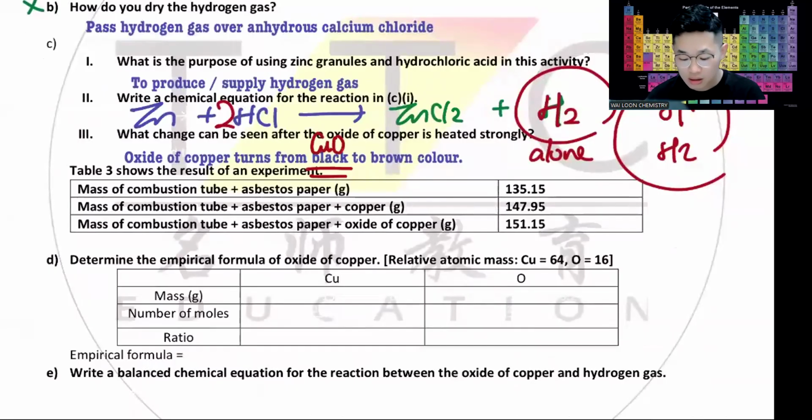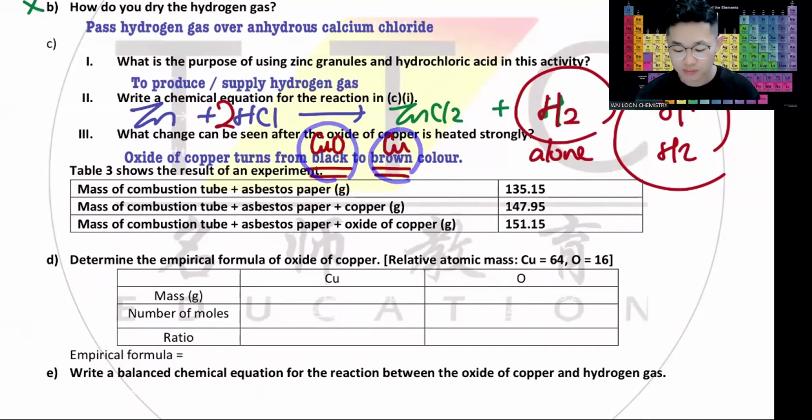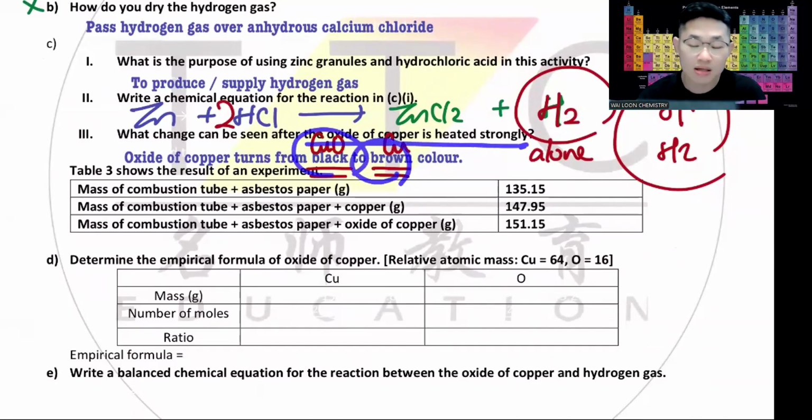So before we heat it, it is black in color. After that, it turns brown. Brown is copper. Copper wire, or what we call the bronze medal, is brown in color, right? So it turns from CuO to Cu. That's what I would see: when it's being heated, it turns from black to brown.